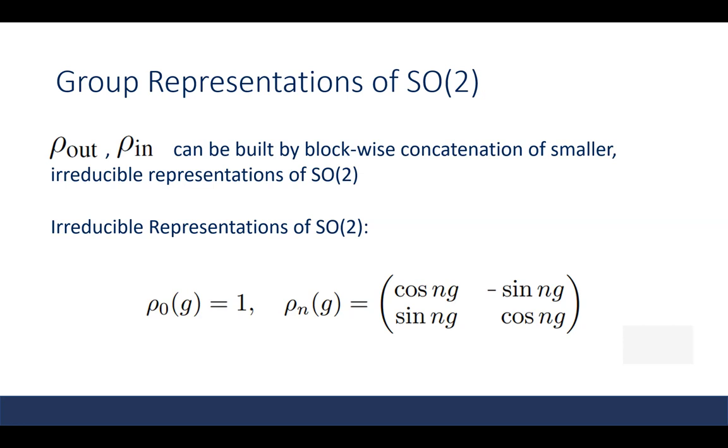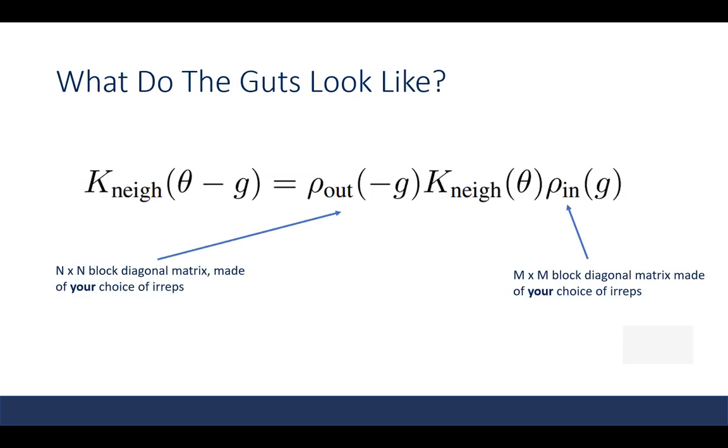So in this case, the irreducible representations of SO2 are a limited set given by row 0 equals 1. There's our 1. And then a whole bunch of other 2x2 rotation matrices that might seem familiar to you, parameterized by n. So all you need to do now to build, let's say, a 4x4 representation of SO2 is to pick which irreducible representations you want. You can pick two row zeros as well as one row one, or you can pick two row ones. The world is yours. The choice is yours.